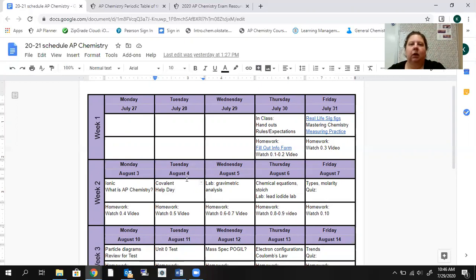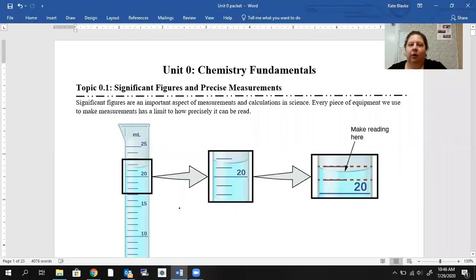So if you've got your Unit 0 packet in front of you, we're going to go through the first two topics. We're going to do topic 0.1 and 0.2. Topic 0.1 talks about sig figs, which I know is everybody's favorite topic in the world. So in AP Chemistry, sig figs don't have kind of the same importance as they did in first year chemistry.